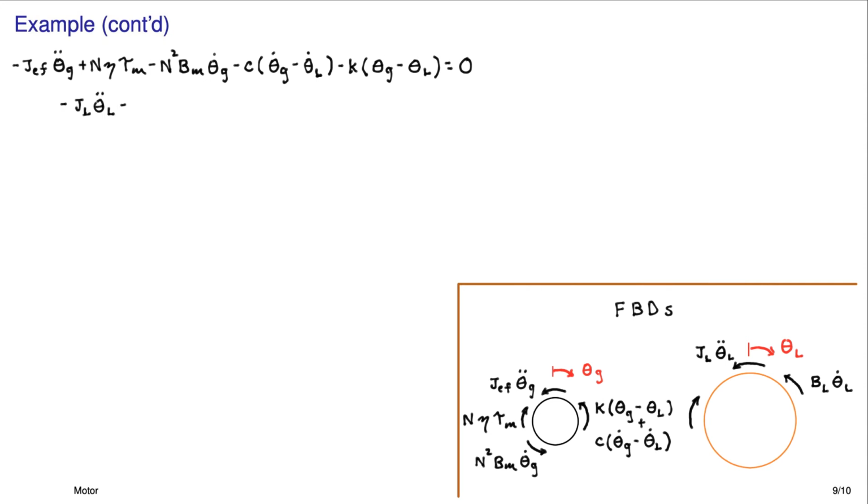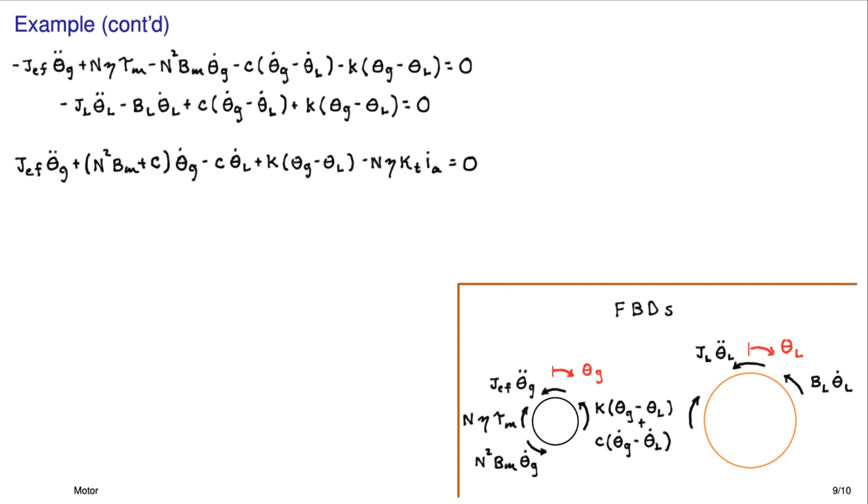And then we do a similar thing for the load. Just adding up all those moments. And of course we have the equal and opposite damping and stiffness associated with the relative rotation between those two bodies. And now let's just rewrite this a little bit.